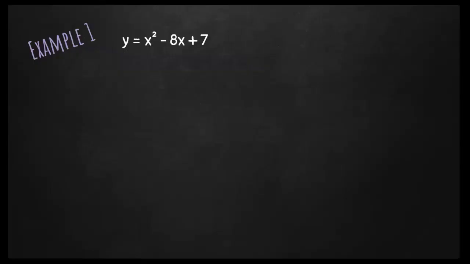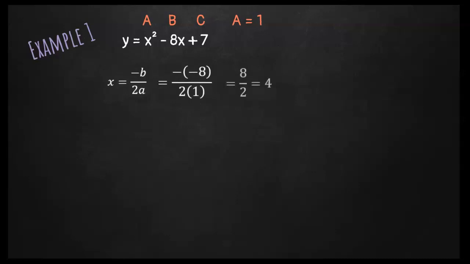So let's look at this example together. You want to identify what our a is. So our a, b, c, our a in this case is actually 1. Then I'm going to use my vertex formula for the x-coordinate and take the opposite of b divided by 2a. When I simplify, I'm going to get 4. So that's the x-coordinate of my vertex.